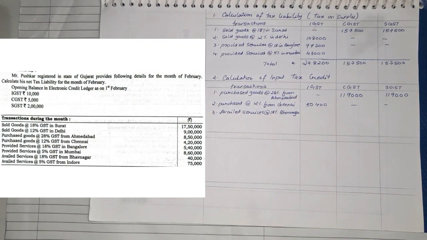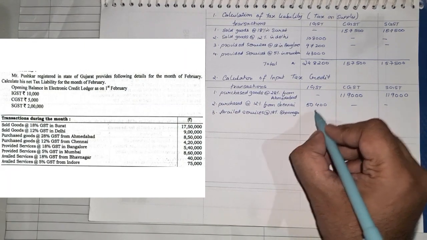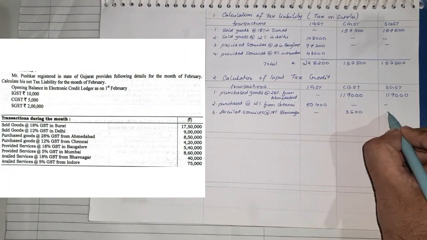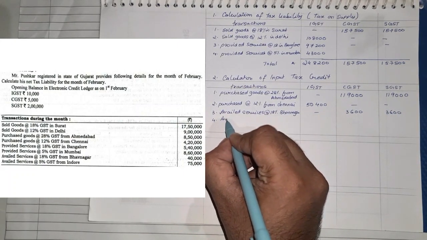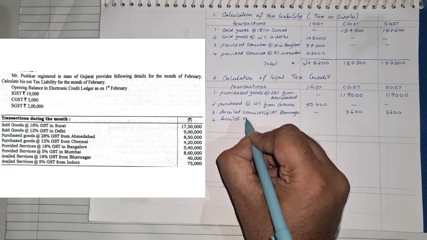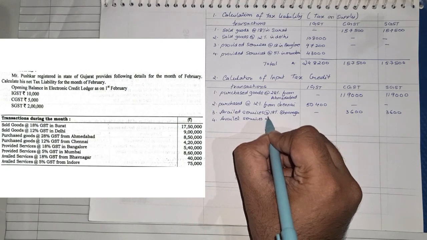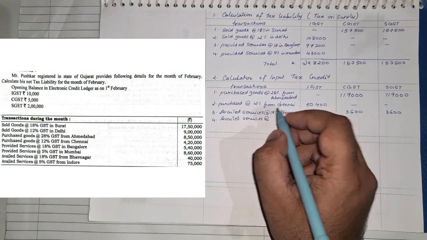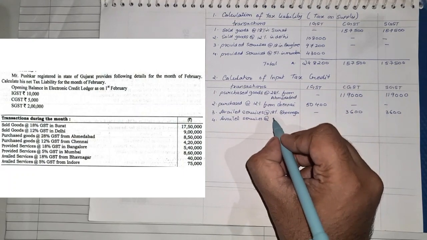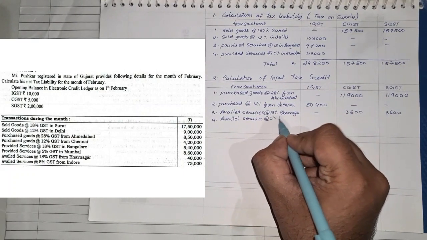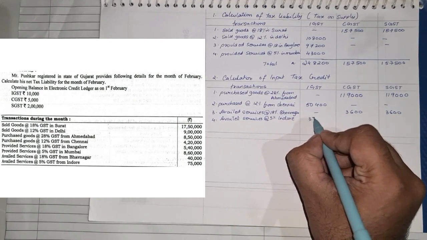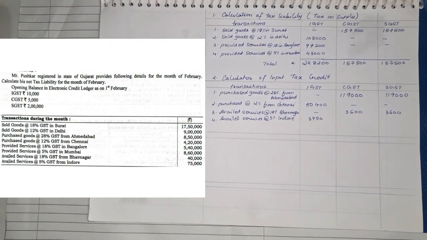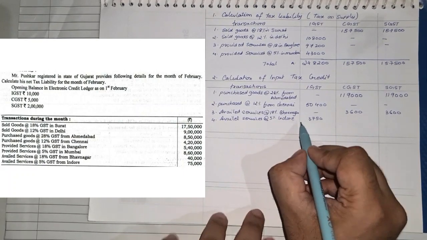Okay, value is 40,000. The 40,000 into 9% will give you 3,600 each. And the fourth one is again where we have availed services from Indore. So again, Indore is a different state altogether, so the rate is 5%. So we'll write it out: 5% of 75,000 is 3,750. Okay, that's it. Nothing else has been given to us, so we will add up.